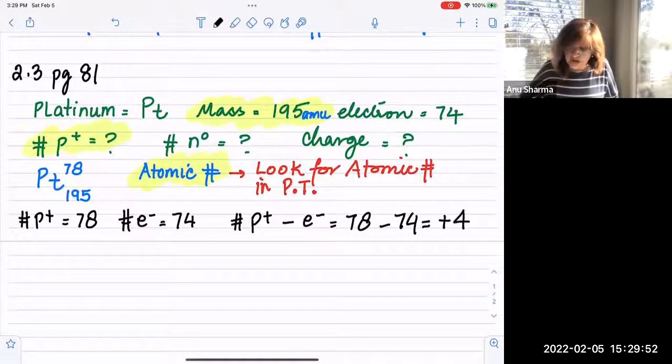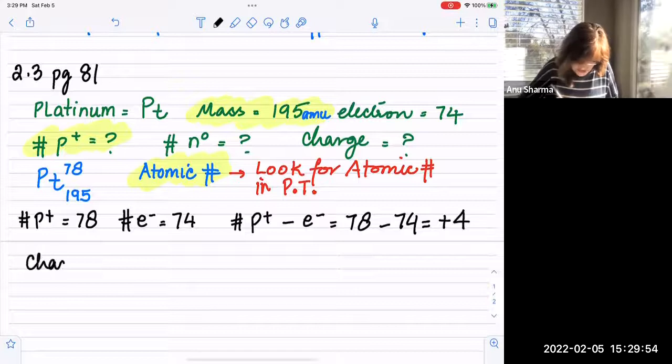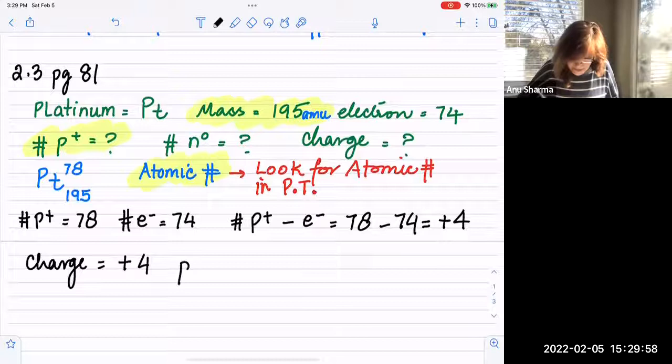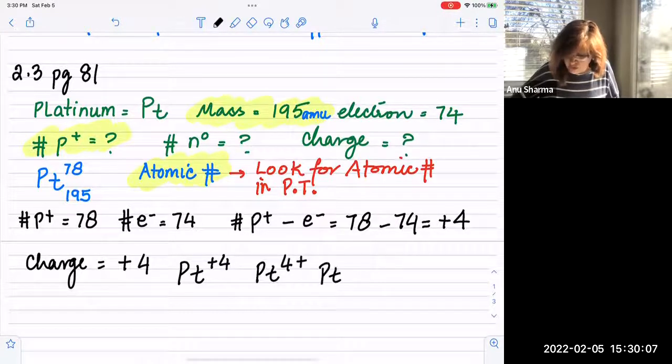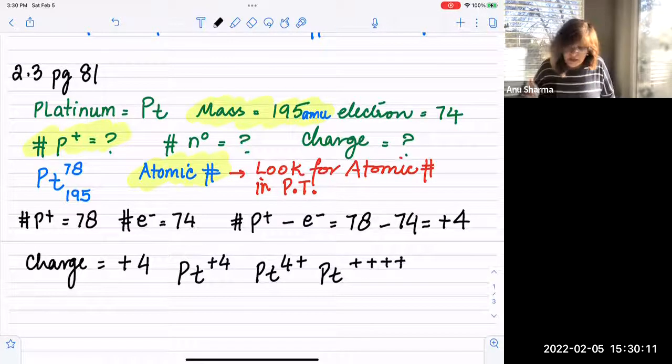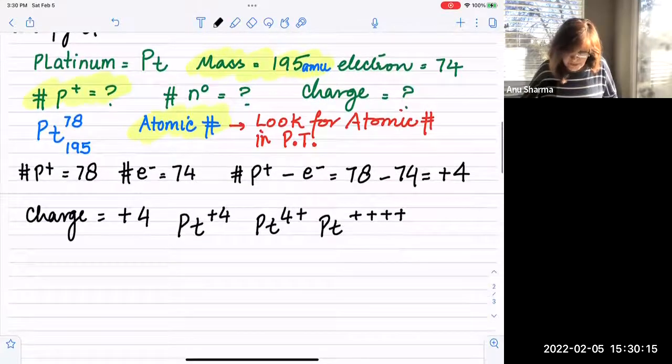So the charge then is equal to +4 on platinum, and it looks like this. You can either write it like this, +4, or you can write it 4+, okay, or you can also show it like this, plus and plus. Okay, so we got the charge, we got the atomic number, which is the number of protons.